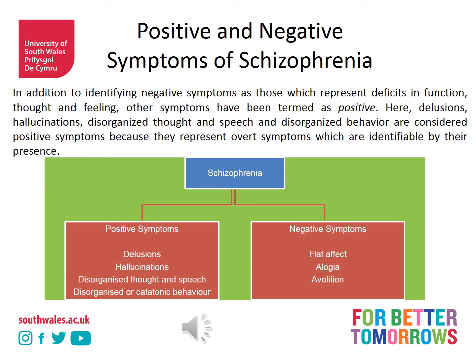The complex array of symptoms seen in schizophrenia are often classified in terms of positive and negative symptoms. The positive symptoms being delusions, hallucinations, disorganized thought and speech, and disorganized or catatonic behavior, and the negative symptoms being flat affect, alogia, and avolition.